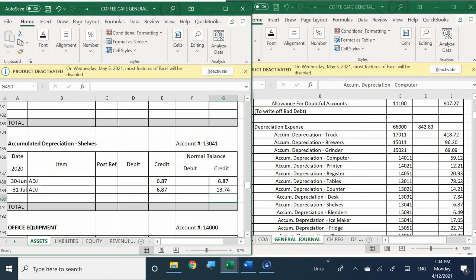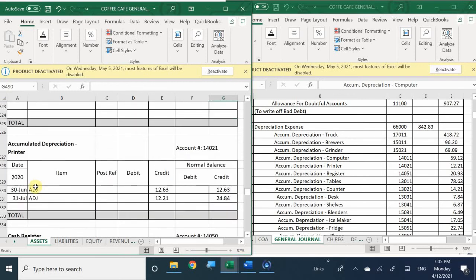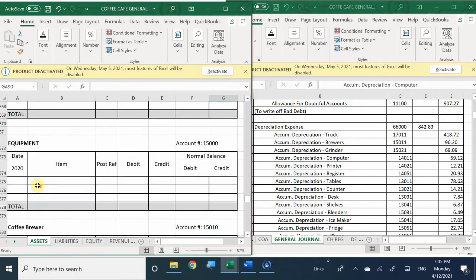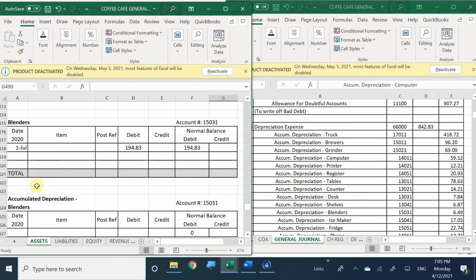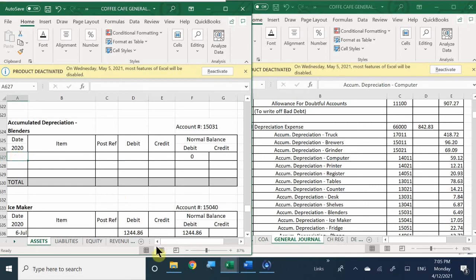All right, now we have to compute the last four, which is going to be our blenders, our ice maker, refrigerator, and cell phone. So let's locate our blenders under equipment. Okay, so here we are, blenders. Accumulated depreciation for our blender. Once again, it's an adjustment. And this time, it's a credit for $6.49.